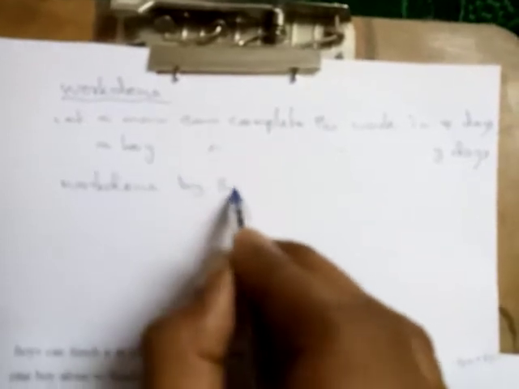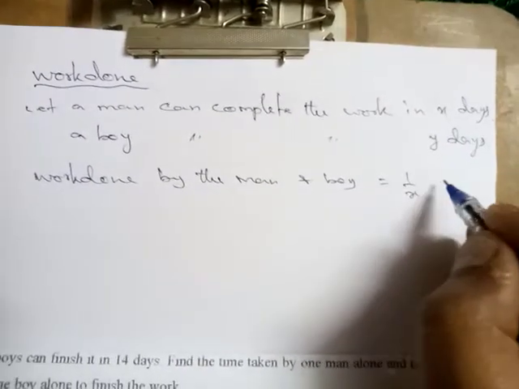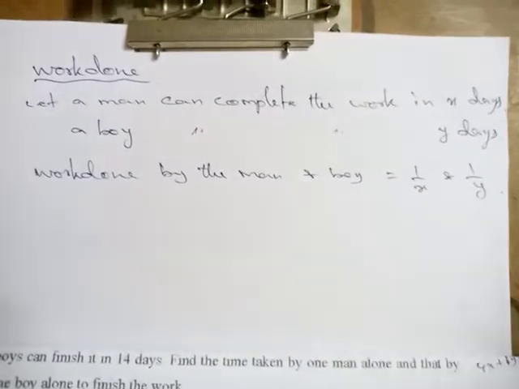Let a man complete the work in x days and the boy complete the work in y days. Work done of the man and boy: work done by the man and boy is equal to 1 by x and 1 by y.